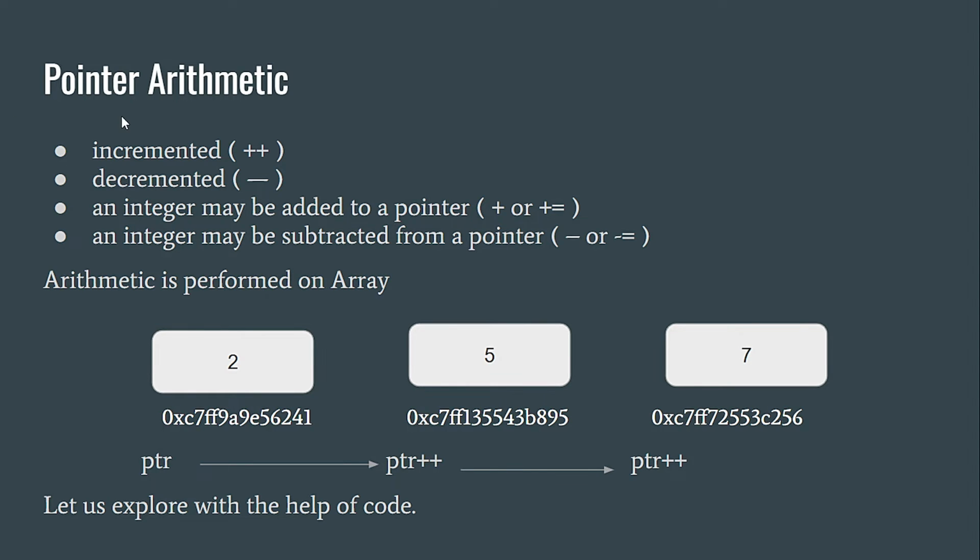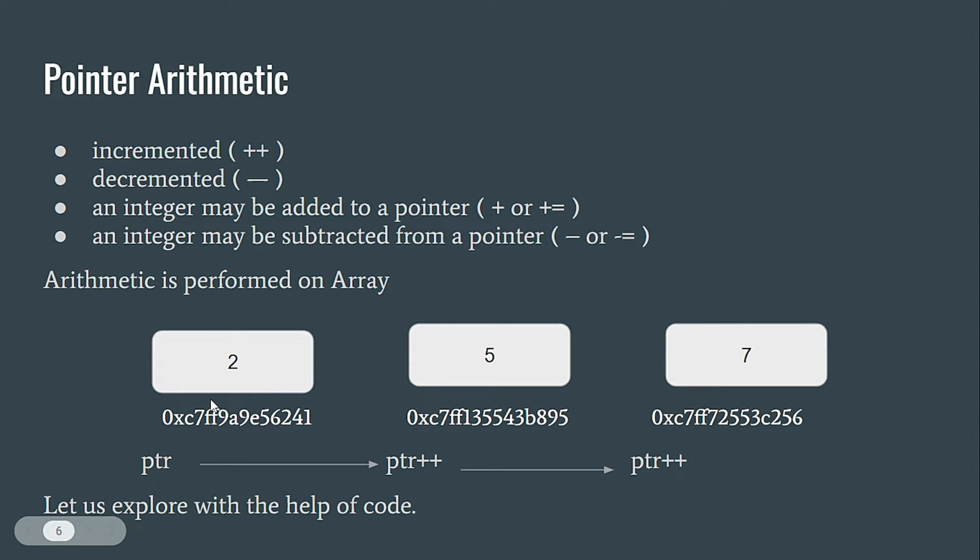Now pointer arithmetic. Pointer arithmetic gives us many features: incrementation and decrementation. An integer may be added to a pointer or subtracted from a pointer. Arithmetic is generally performed on arrays. If we add two pointers, such as 0xc, this address and this address, what we get does not mean anything to us. But if we increment the pointer, we are going to the next value, the next address. This is the address, the next address is this, the next address is this.